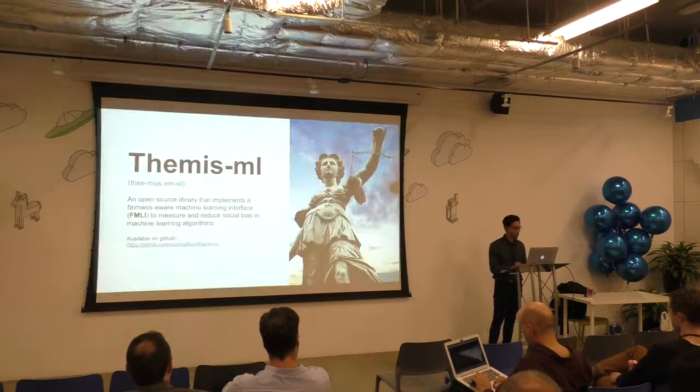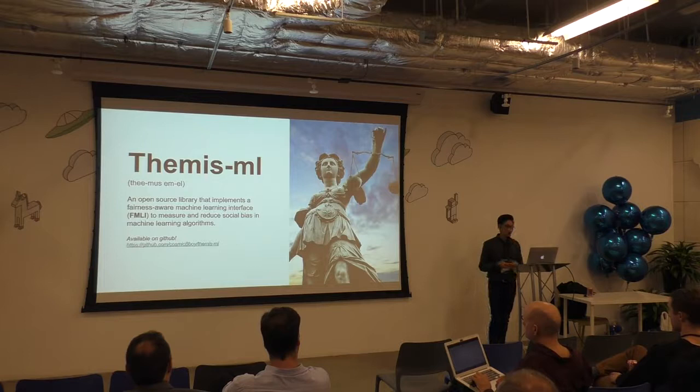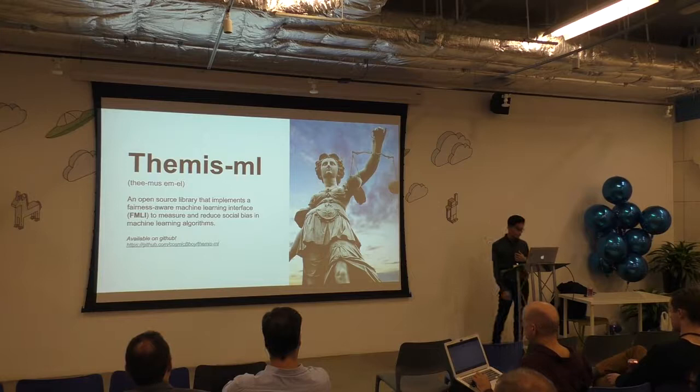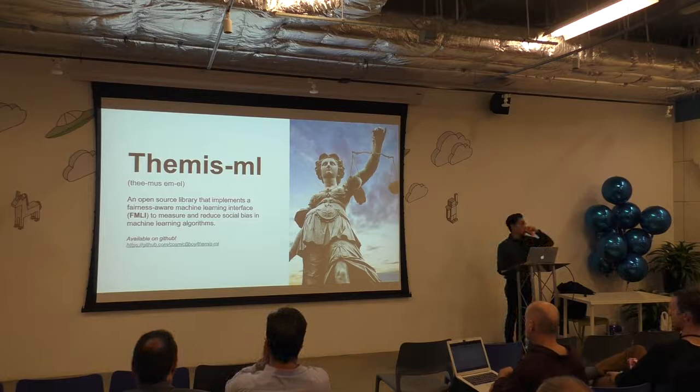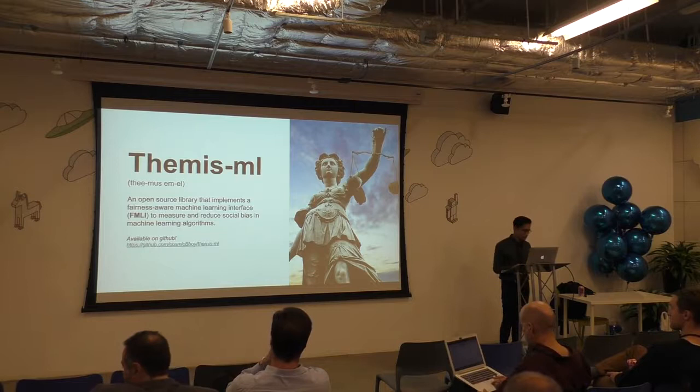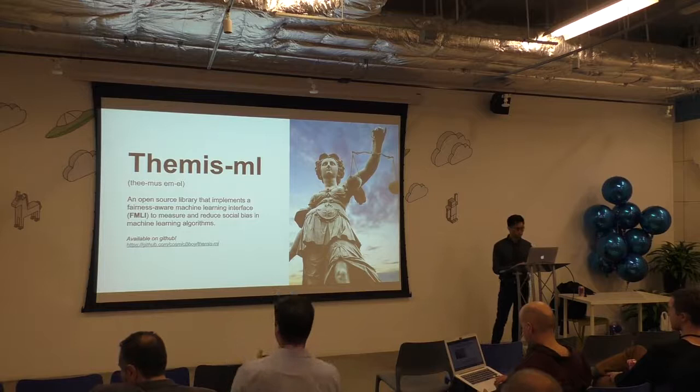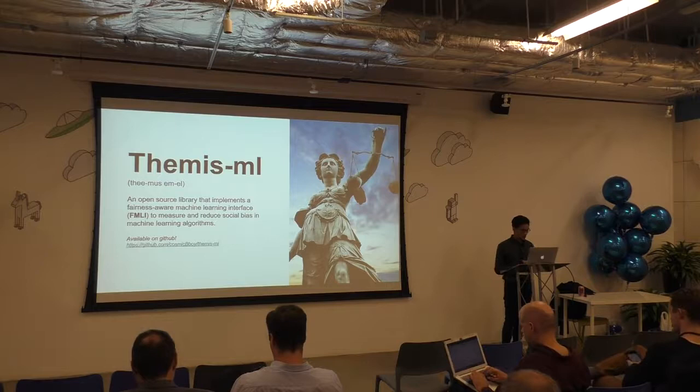Okay, so my proposed partial solution is a package called Themis ML. It's named after the Greek titan of justice, and Themis was already taken, so I had to add the little ML in there. This is open source. It's on GitHub right now. It's kind of a super alpha version. It's built on top of sklearn, so anyone who's familiar with that API should be able to jump in pretty quickly and train these kinds of debiased models.